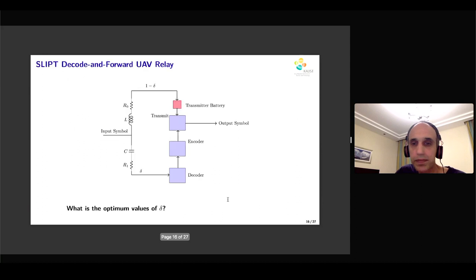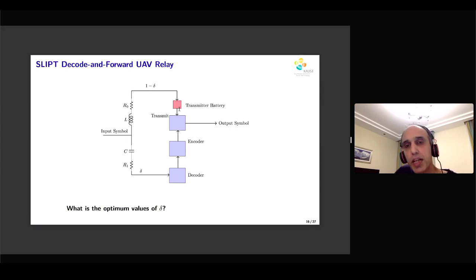So in this case, I'm just supposing the simplest possible form of the problem. Here we have the energy that comes in, and a part of the energy, delta, which is a fraction between zero and one, right? It's diverted to the decoder block and the rest gets through to the transmitter block. Again, here I'm assuming that the rotor is being powered by the sun, for example, or it has its own source, right? So this is the simplest possible problem.